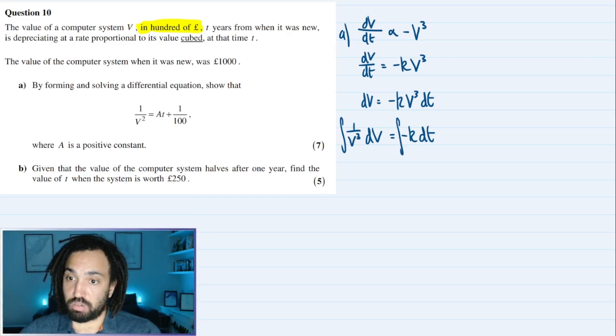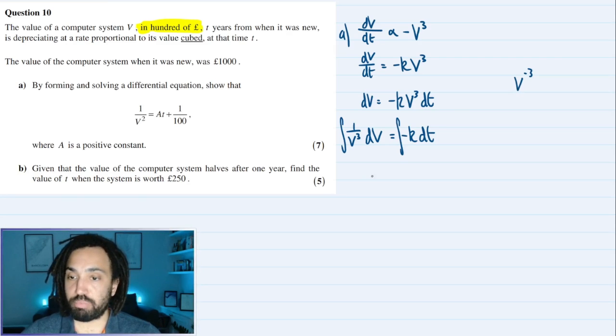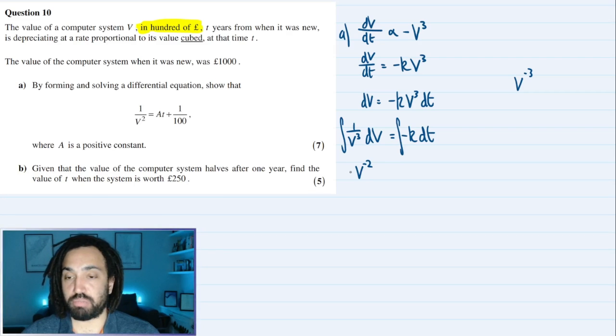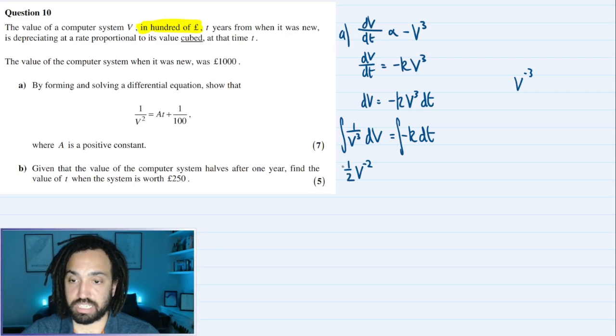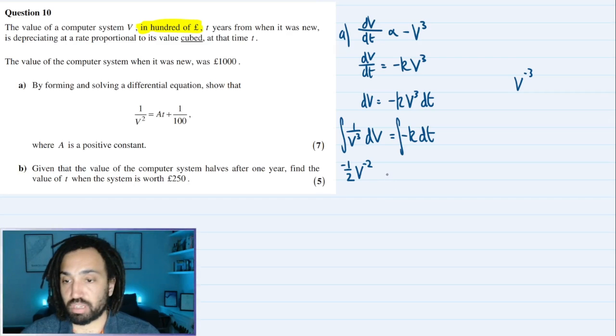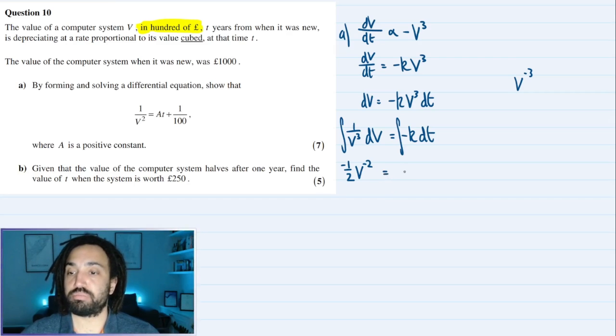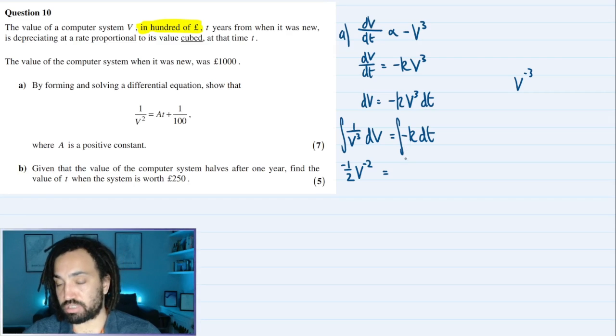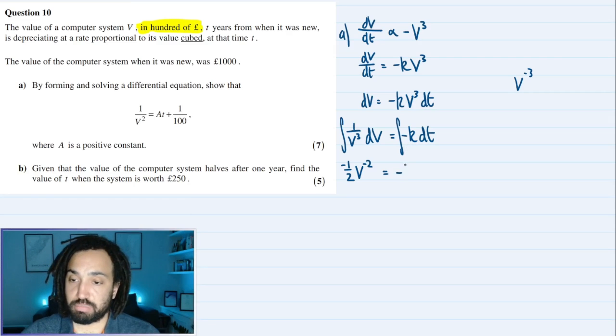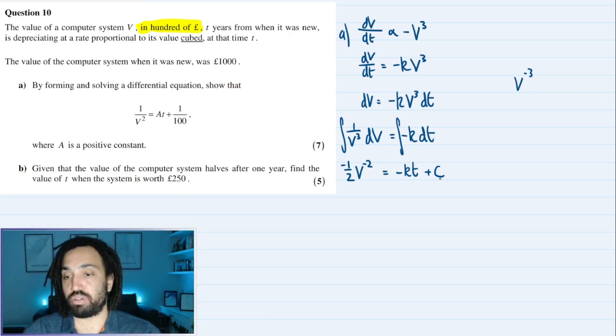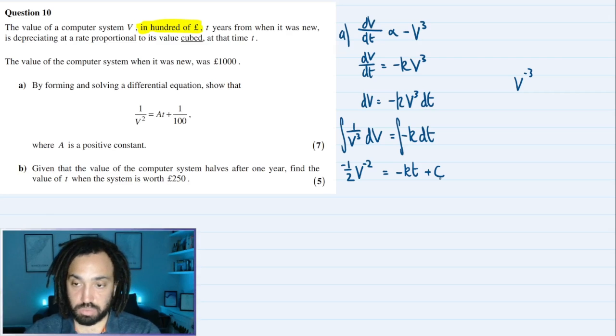So the integral of 1 over V cubed, we can write that as a negative power, up the power, so that changes to negative 2. Divide by the new power, dividing by minus 2, which is the same as timesing by negative 1/2. And that is equal to the integral of k. Well, k is a constant, so that just integrates to, in this case, minus kt. And then I can put the constant of integration on that side. Don't need to put it on both sides. Just one side is fine.